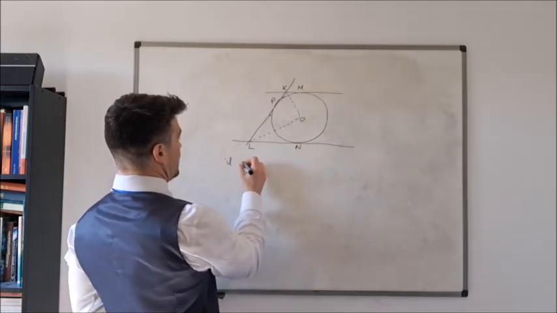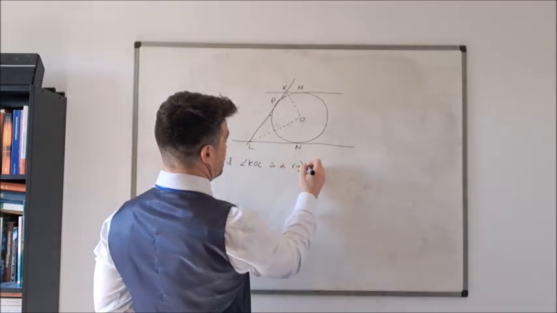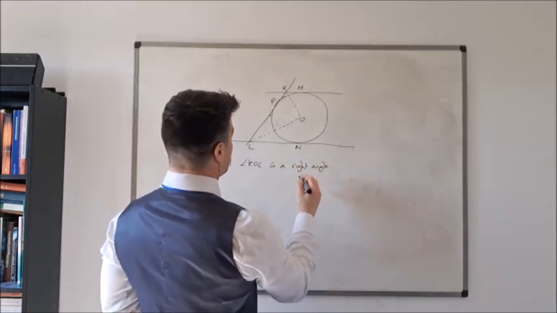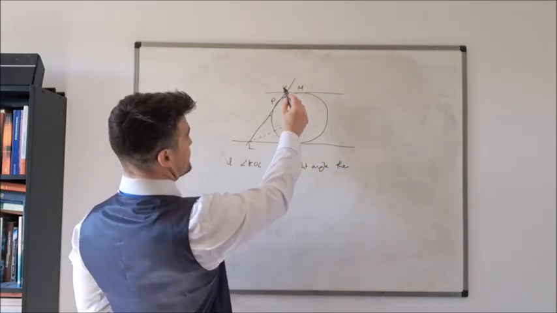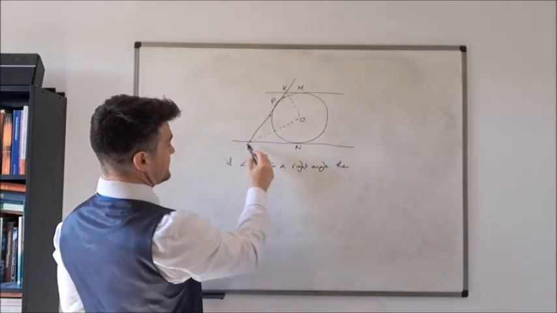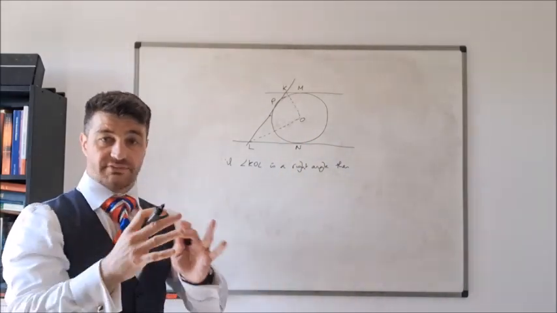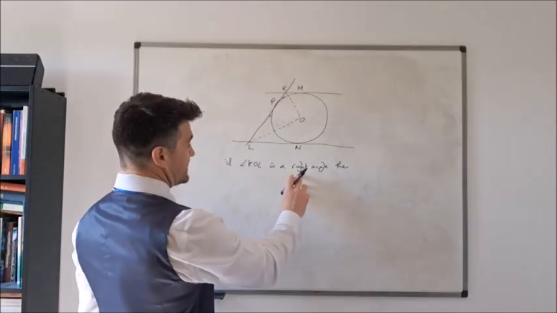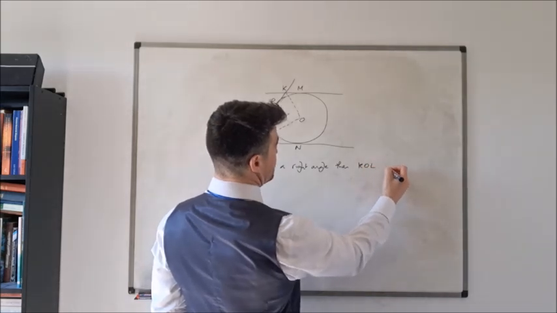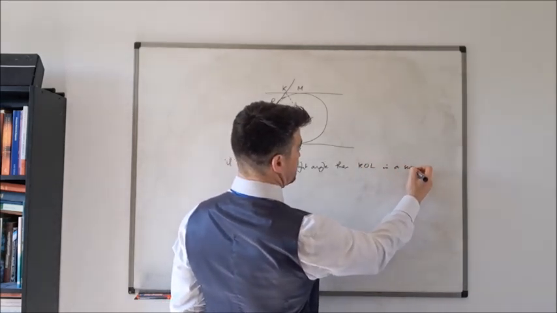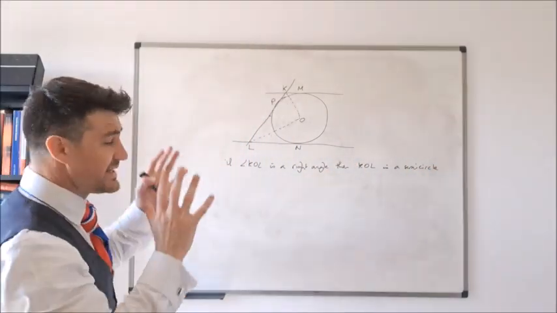So if angle KOL is a right angle, then KOL is kind of a semicircle. Remember, the angle in a semicircle is a right angle, and that's an if and only if theorem. So if KOL is a right angle, then KOL is a semicircle, let's say. It's not necessarily very clearly worded, but that's the idea that I had.